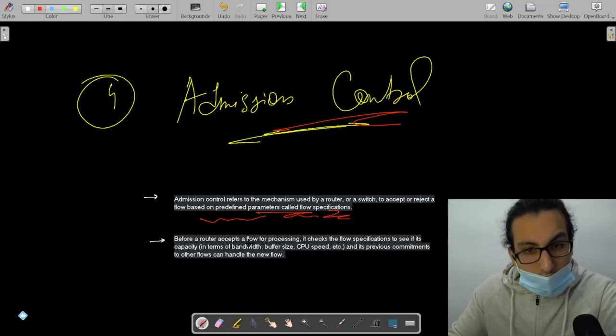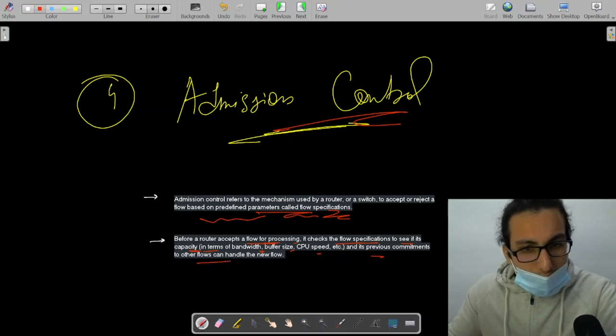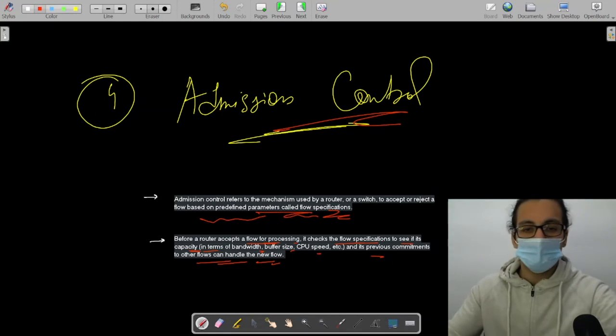And before a router accepts a flow for processing, it checks the specifications to see if its capacity in terms of bandwidth, buffer size, CPU speed, etc. in the previous commitments, along with other flows, can handle the new flow. That's what I right now just said.